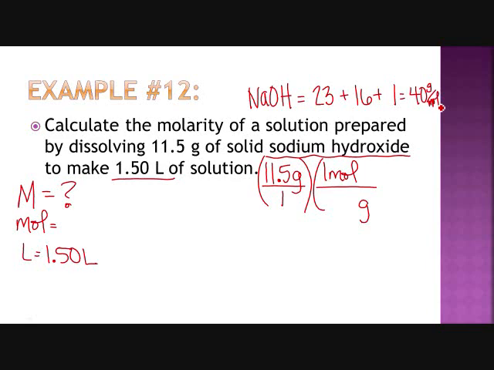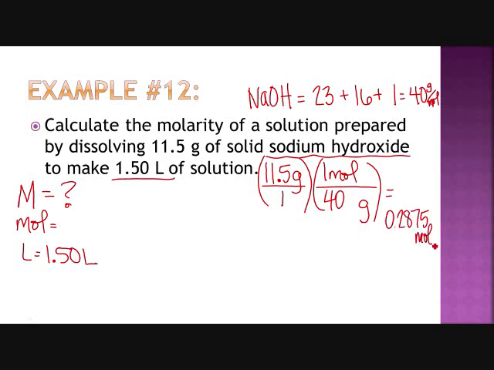I know the periodic tables that you use for the AP exam have fewer decimals in some cases. It is exactly 40 when you use those decimals? Okay. I used a different periodic table and I got 39.997. Yeah, exactly. So it should be the same. It doesn't matter, right? Okay. So when you divide those, what do we get for moles? 0.2875.